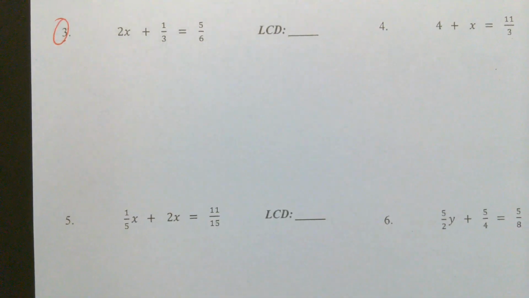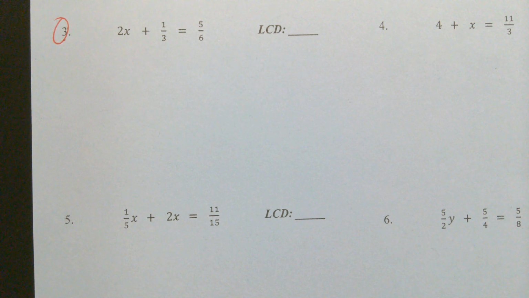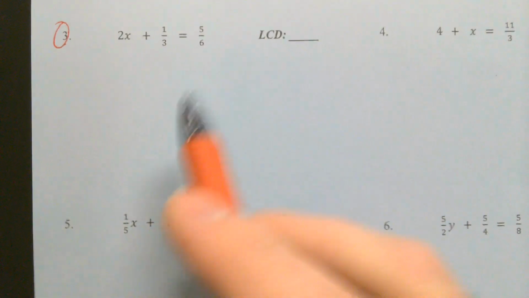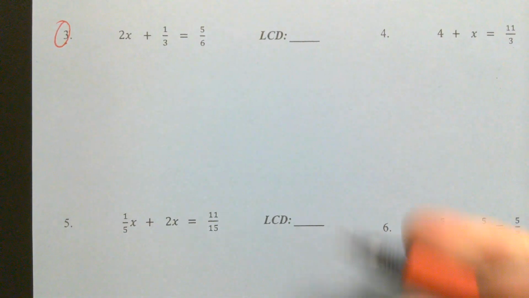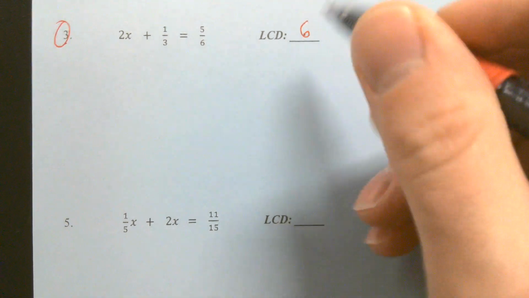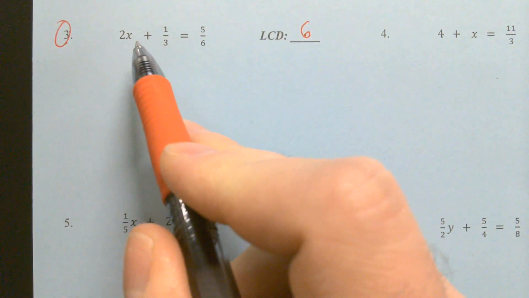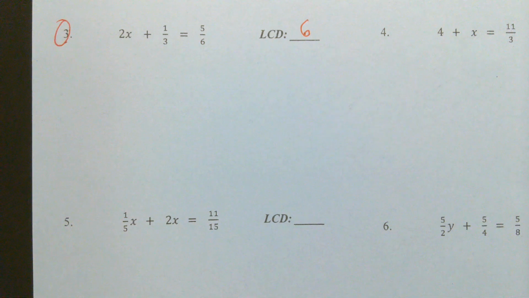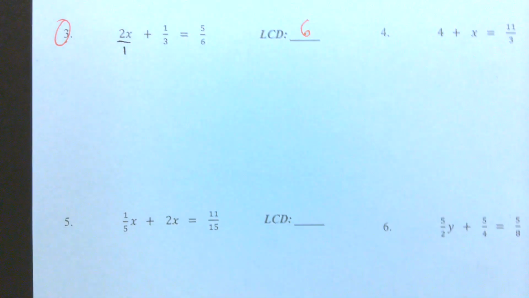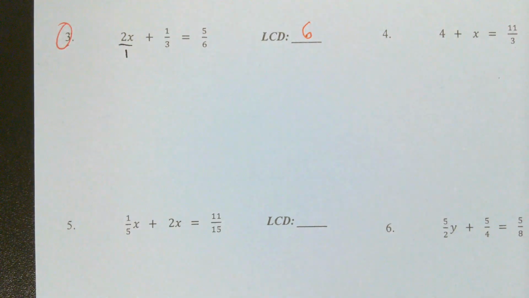Start with number 3. I got 2x plus 1/3 equals 5/6. Who could tell me real quick, what's my LCD going to be here? 6. What's my denominator under this 2x though? A 1. That's right. My first step, put all my terms into fractional form.